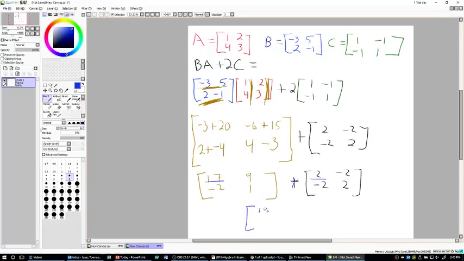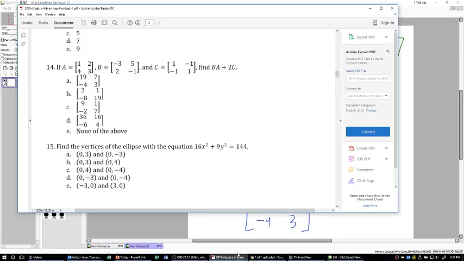That should give us 19. 9 plus negative 2 gives us a 7. Negative 2 plus negative 2 would give me negative 4. And the 1 and the 2 are in the same spot, so add those together and we get 3. So the matrix with 19, 7, negative 4, and 3 would be my answer. That looks like choice A.